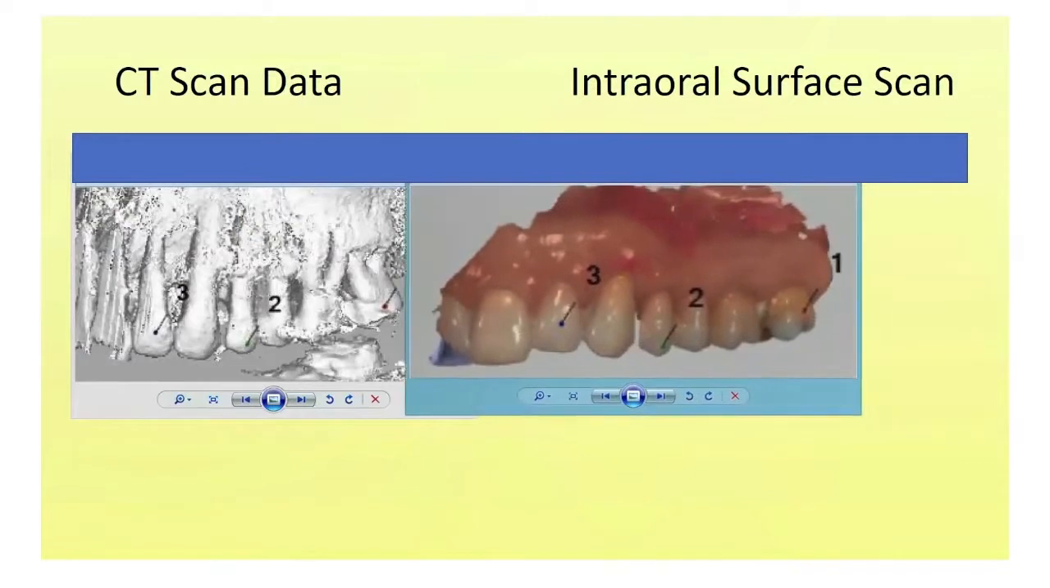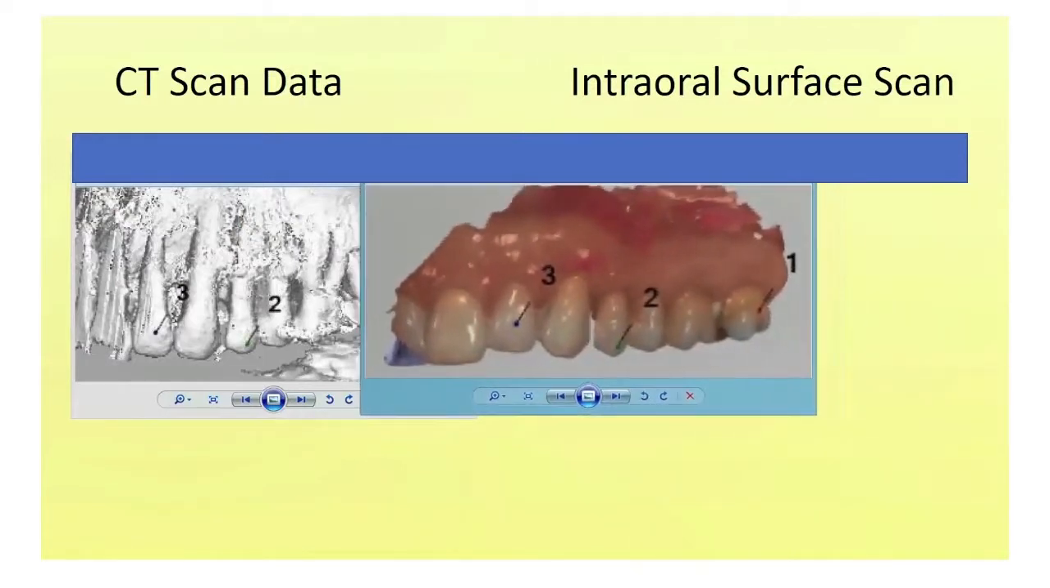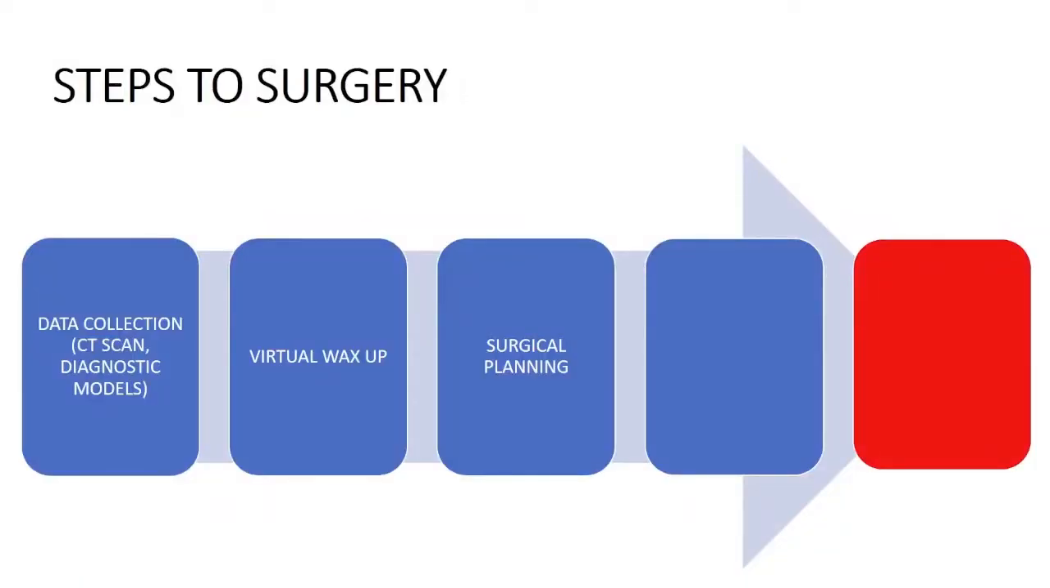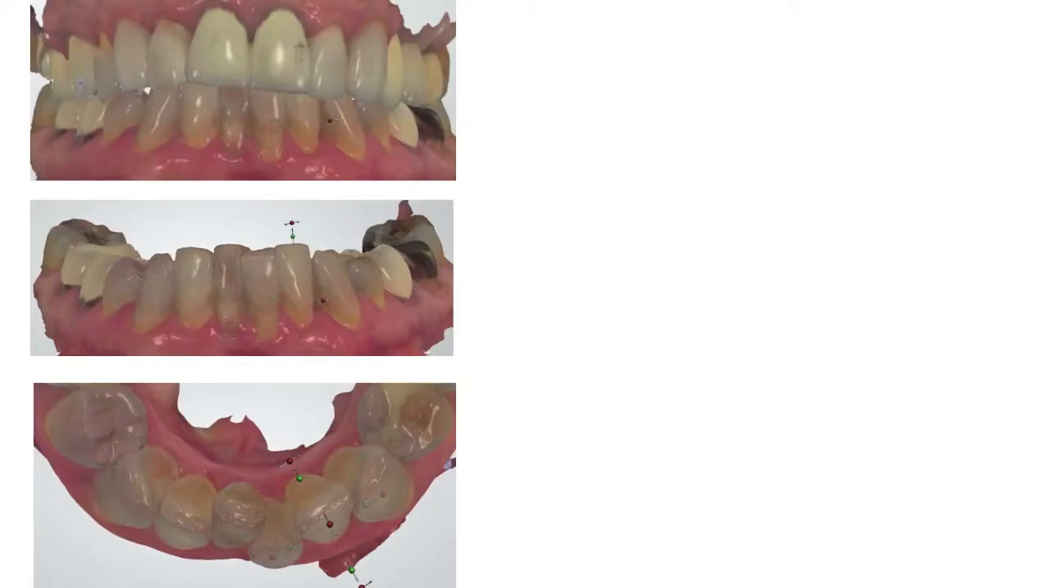Next, after that's done, the laboratory is now going to merge the data sets. They're going to take the CAT scan data that you took from the cone beam CT, and take the intraoral surface data, and put them together. And from that step, they can now do surgical planning, because the surgical planning can only be done once we know where the teeth are going to go.